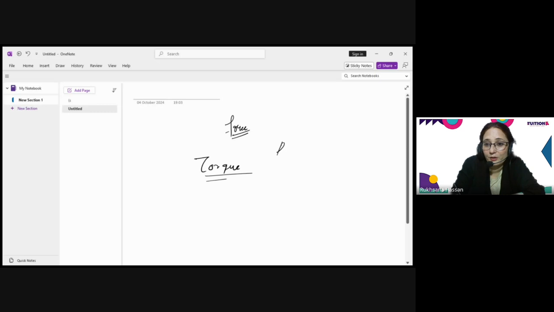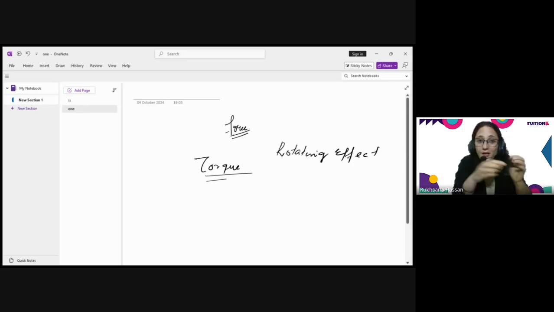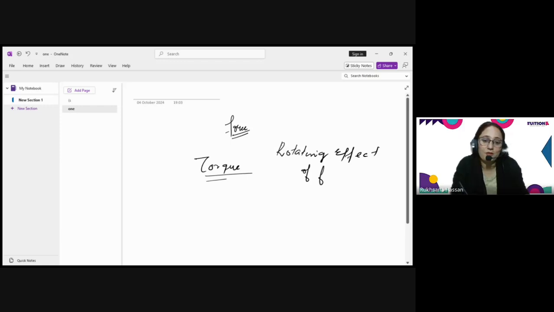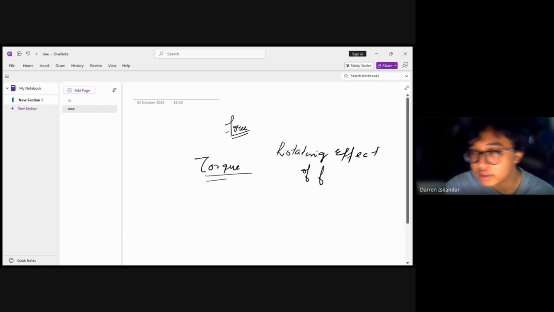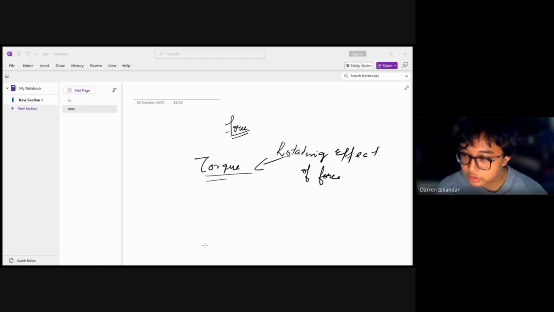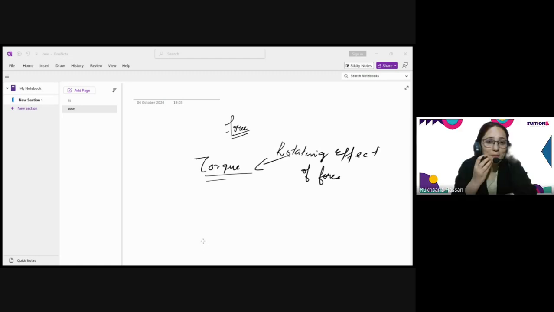Torque. It is the rotating effect of force, because you are rotating the cap of a bottle with the force of your fingers. That means it is a rotating effect. Of course, the rotating effect of force is known as torque. Or you can say it is known as moment, the principle of moments, or moment of force.